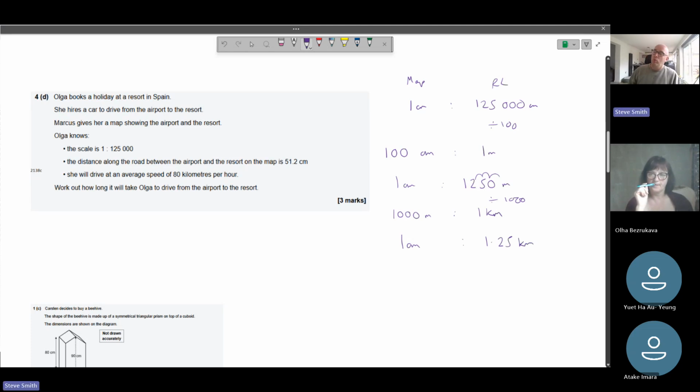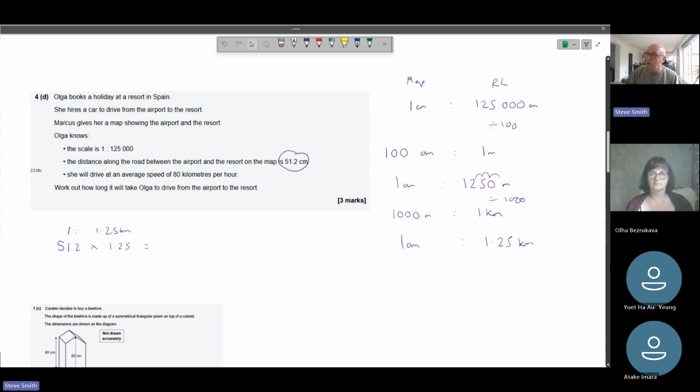So now we're in a much better position to understand that on the map, how far is that in real life? Because we know that for every 1 centimeter, it's 1.25 kilometers. So 1 centimeter is 1.25 kilometers. So 51.2 centimeters times by 1.25 will give us how far it is in kilometers. So let's work that one out.